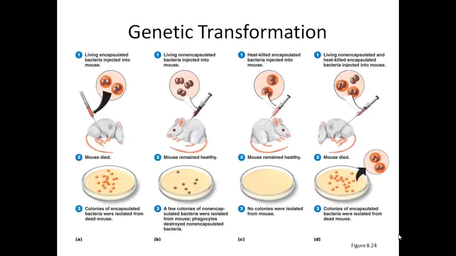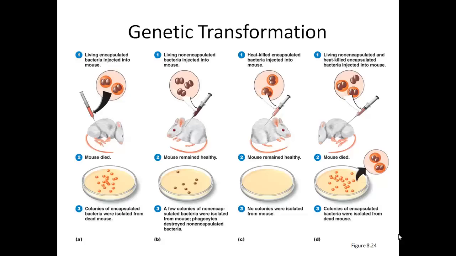Transformation was discovered during studies to develop a vaccine against Streptococcus pneumoniae, a cause of bacterial pneumonia. The encapsulated form of this organism is pathogenic, and it will kill mice if injected. A non-encapsulated strain, however, does not cause disease in mice. Researchers were experimenting with heat killing the encapsulated strain and then using the dead microorganisms as a vaccine.